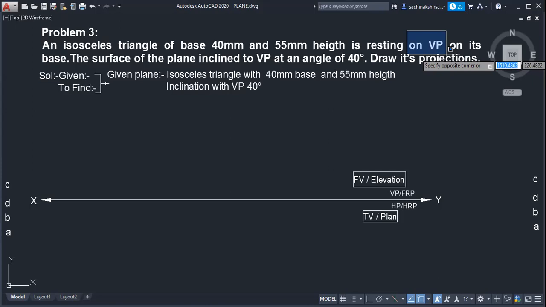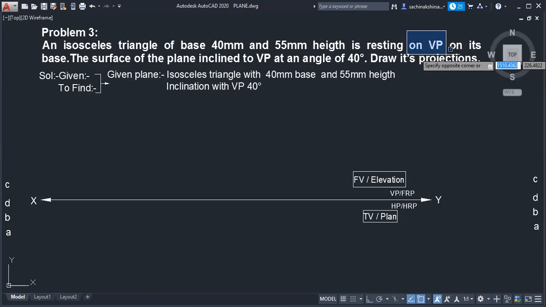Means while drawing its true shape, where do we have to draw it? In VP. Where is VP? Above XY. The speciality of this subject is if you start the problem with a wrong step, if you draw the true shape in HP, the examiner's work becomes very simple: only a cross mark and 0 marks. That is the speciality of this subject. If your starting is wrong, you cannot get the correct end.